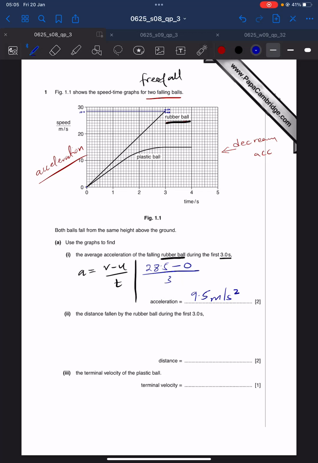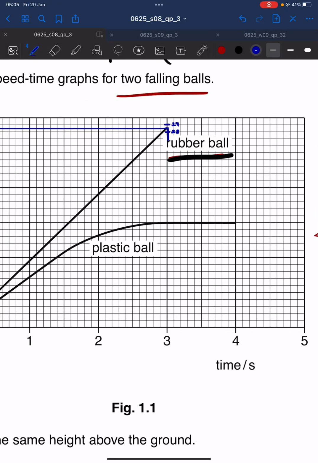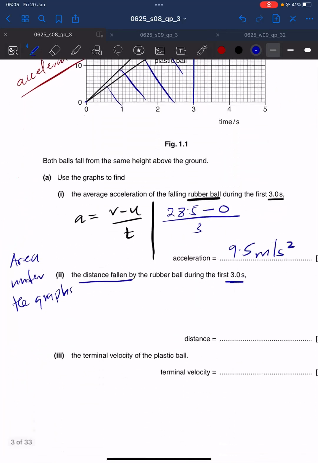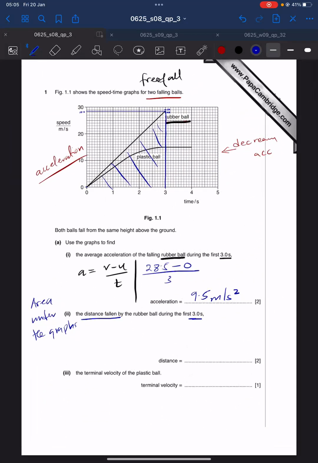The distance fallen by the rubber ball in the first 3 seconds. At that speed time graph قلت لك جيب لي distance is area under the graph. أقفله مع الإكس أكسس بس لحد 3 seconds. لو قفلته حيطلع لك شنو؟ حيطلع لك triangle. And then you find the area of this triangle. So it's a half multiplied by base multiplied by height. A half multiplied by the base which is 3 and the height which is 28.5.